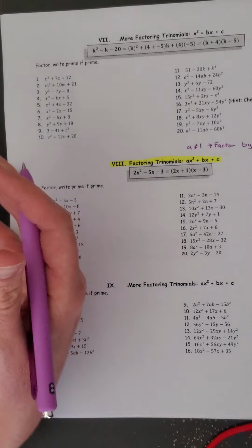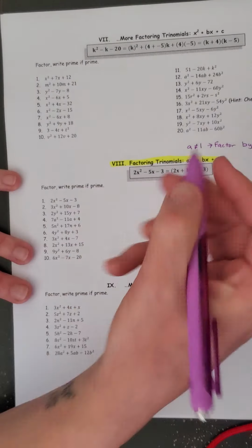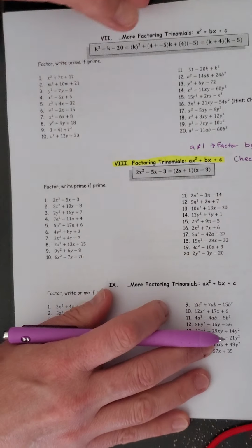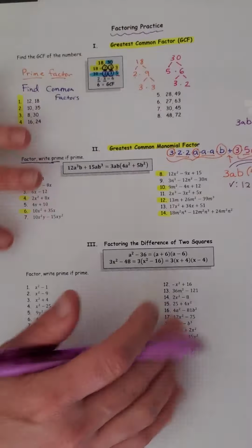So our beginning steps don't really change. We always check for the GCF first. So we check to see, is there anything that they all have in common? So I'll go back to the first page, which was, they're stuck together, I apologize. Right here, right? So check this first, see if they have a common factor, and then factor that out. If they don't, then you're going to move to step 2.